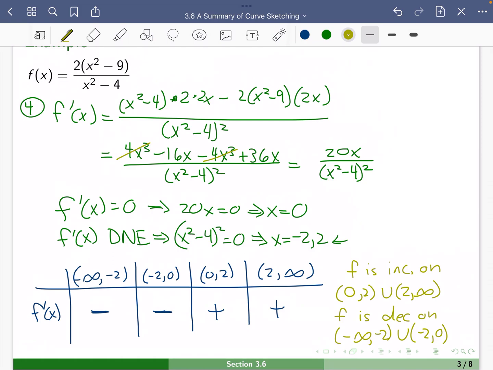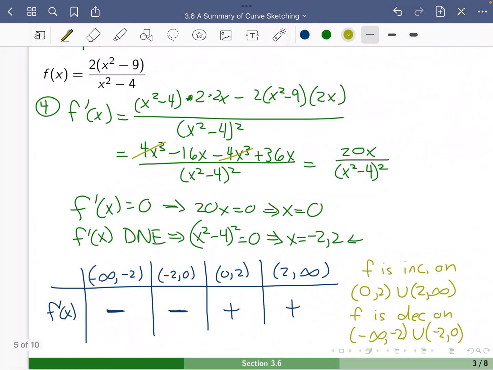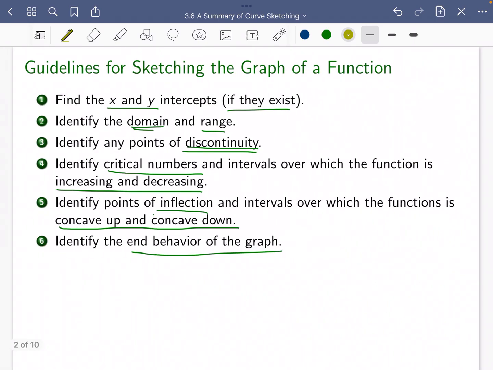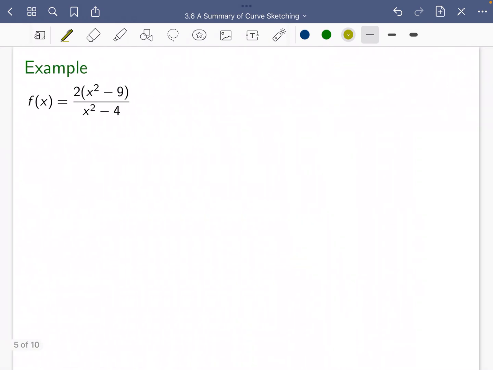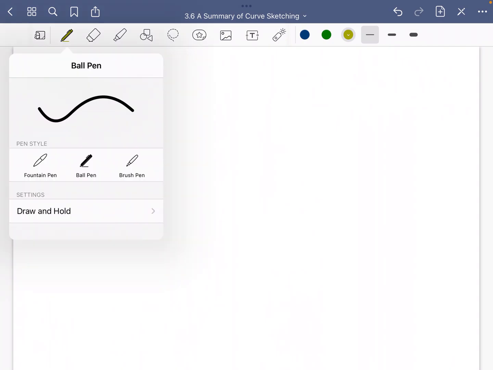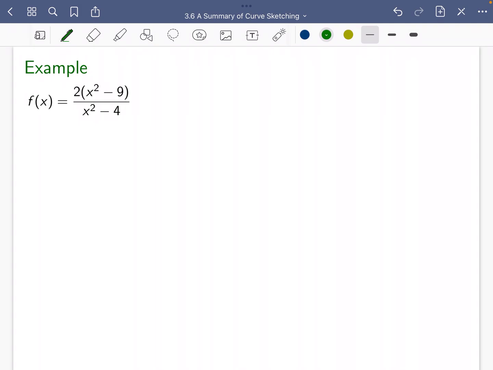All right, so that was our fourth step. Next, we are going to do the same thing, except for now we're going to find an inflection point. So we're going to take our second derivative, set it equal to 0, find where it changes concavity. So for our second derivative, recall our first derivative, we're going to use the cleaned up version of that, which was 20x over x squared minus 4 squared.